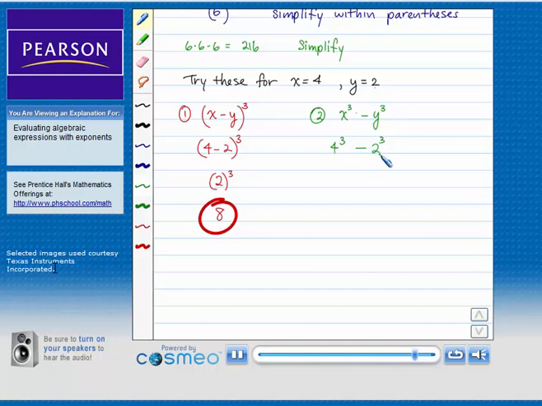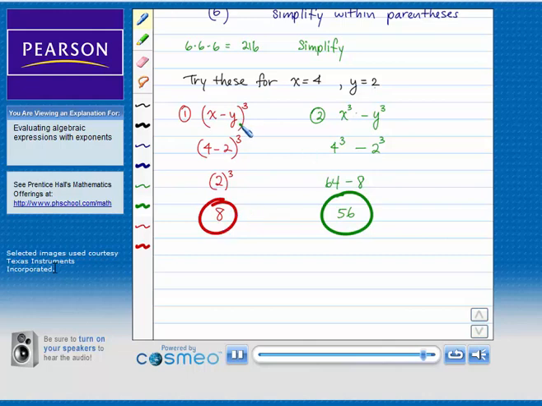There are no parentheses here, so I need to apply the exponent. Well, 4 to the third is 4 times 4 times 4, which is 64. 2 to the third is 8, so now I have 64 minus 8, and that's 56. And notice that's considerably greater than the first problem.